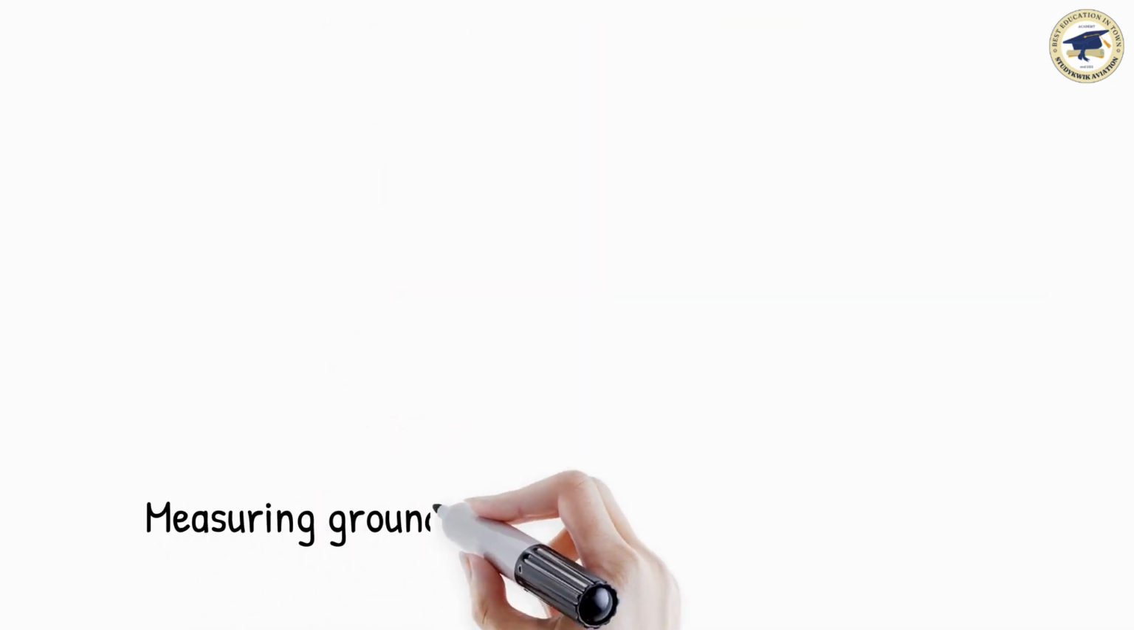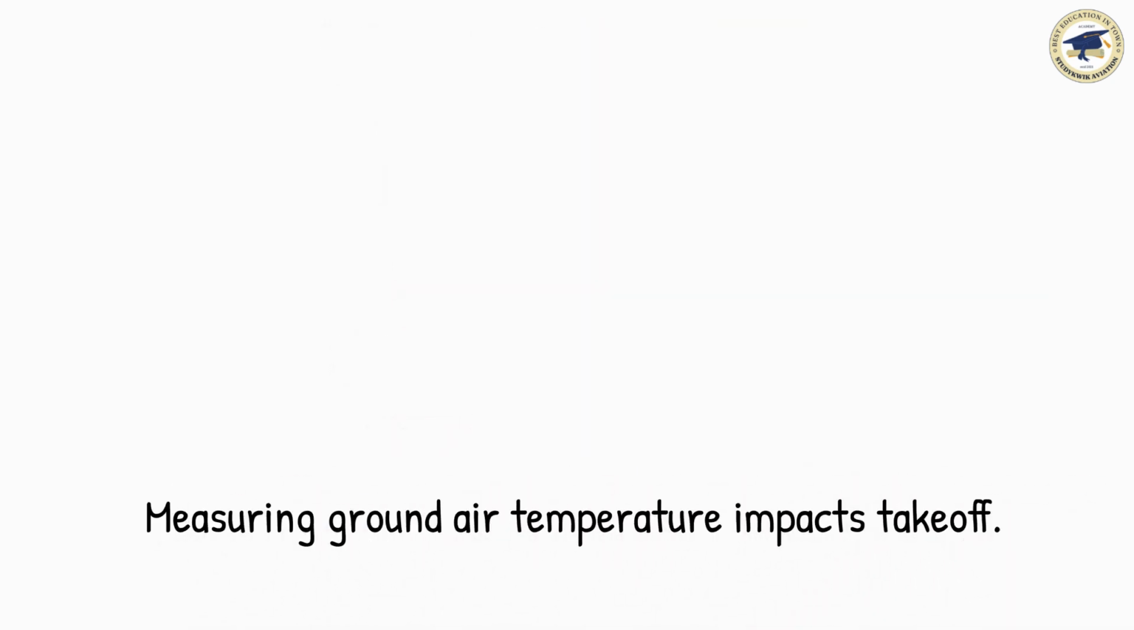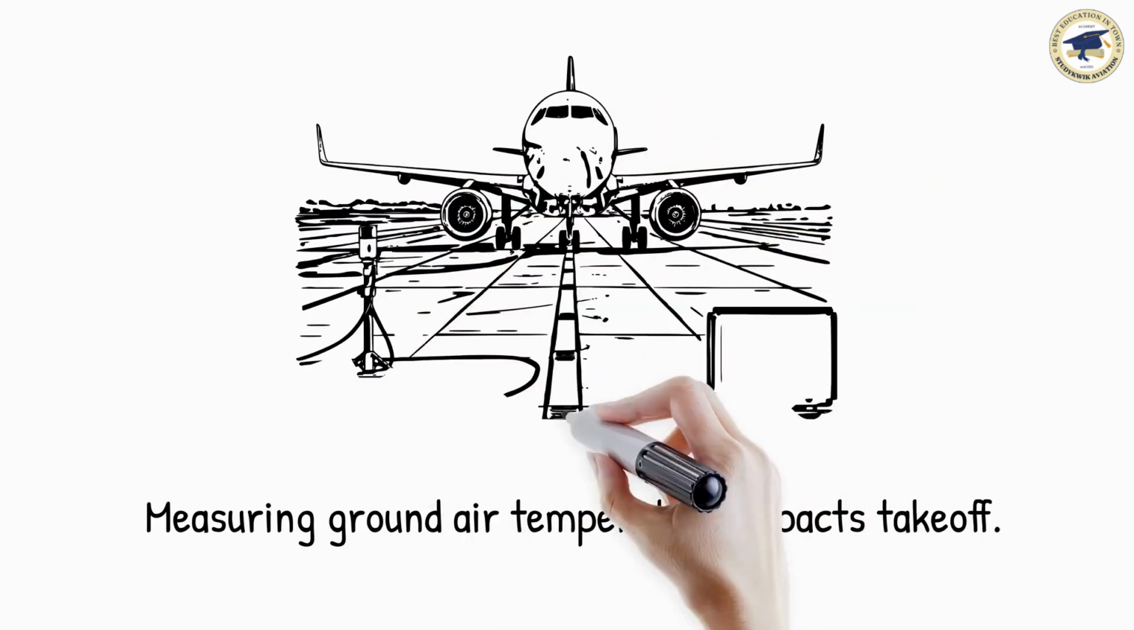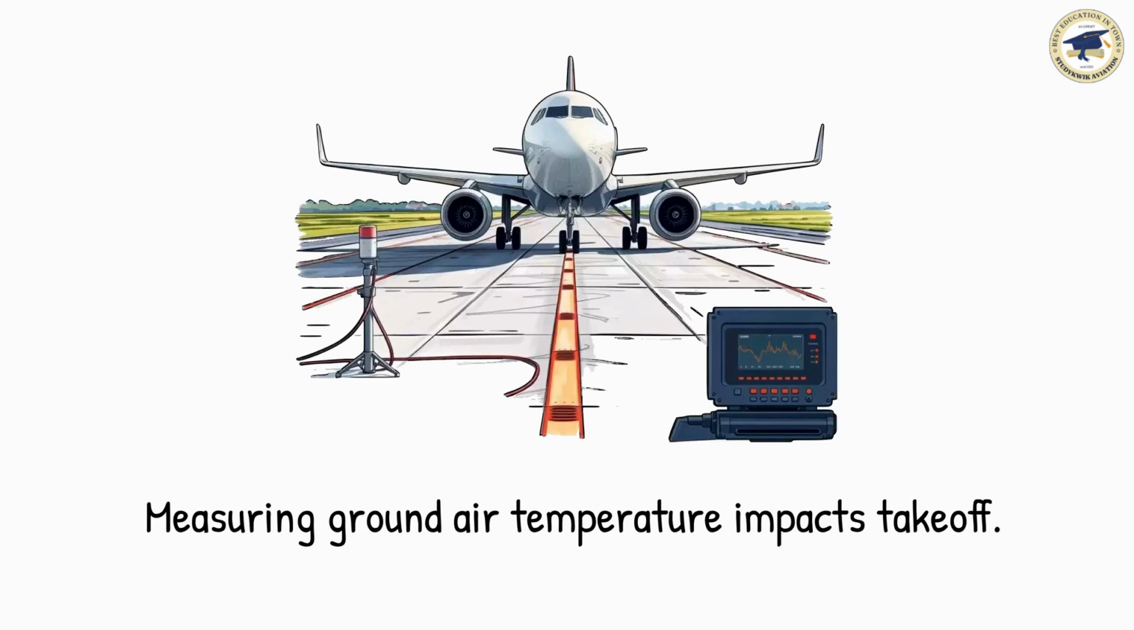It is also necessary to measure air temperature on the ground. A factor affecting takeoff distance and the takeoff power required is temperature. A reduced power takeoff may therefore be possible, and this is a valuable operational consideration.